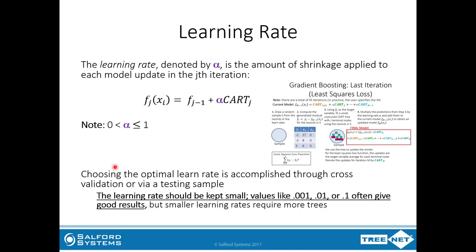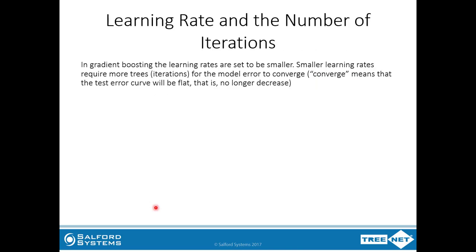Choosing the optimal learning rate, you can do this through either cross-validation or via a testing sample. The general rule of thumb, though, is that you want to keep this learning rate small, and values like 0.001, 0.01, or 0.1 often give pretty good results. But one thing you should be aware of is that smaller learning rates do require more trees or more iterations. So just to elaborate a little more on the learning rate: we set the learning rates to be smaller, and smaller learning rates do require more trees for the model error to converge. Now, the intuition as to why this is true is the following.